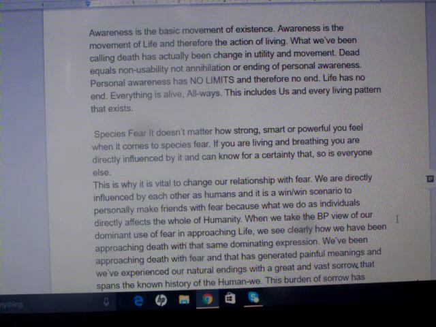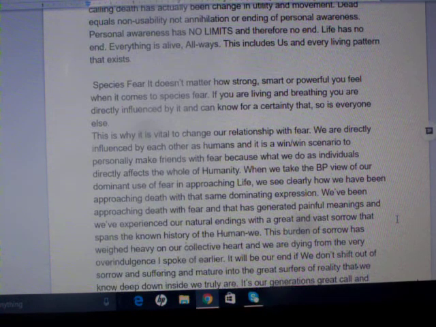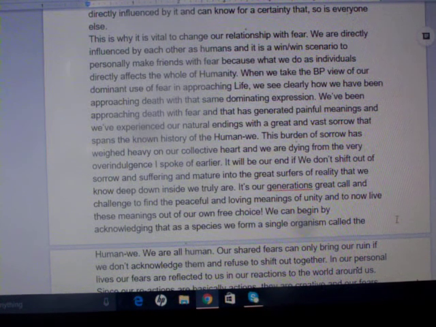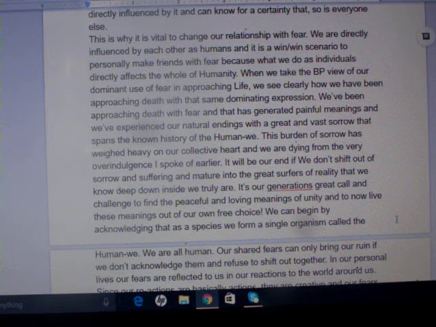Species sphere: it doesn't matter how strong, smart, or powerful you feel, when it comes to species sphere, if you are living and breathing, you are directly influenced by it and can know for certainty that so is everyone else. This is why it is vital to change our relationship with fear. We are directly influenced by each other as humans, and it is a win-win scenario to personally make friends with fear, because what we do as individuals directly affects the whole of humanity.